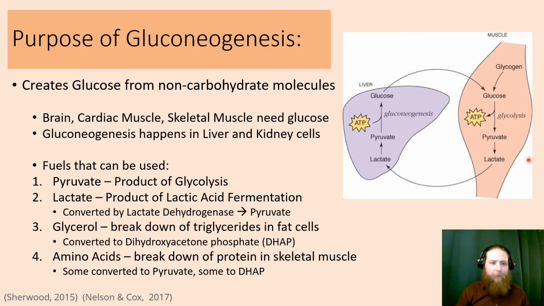The last fuel, the amino acids, are going to be from the breakdown of protein in skeletal muscle. Your body will start to catabolize and cannibalize your skeletal muscle before it lets the brain starve itself. Some of these amino acids like alanine are going to convert to pyruvate, and some of them will also convert to this DHAP. So we have these two main things that can feed into gluconeogenesis, both pyruvate and DHAP.